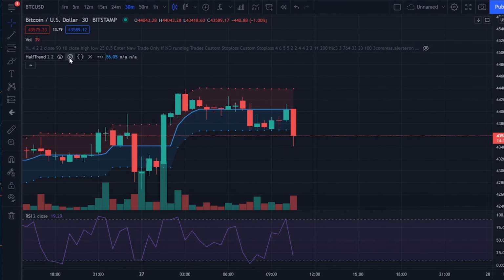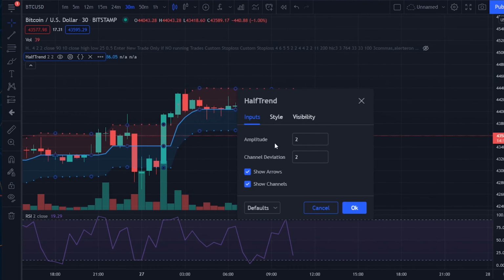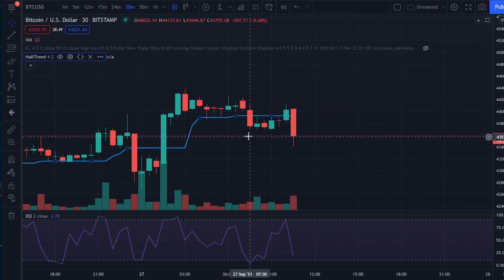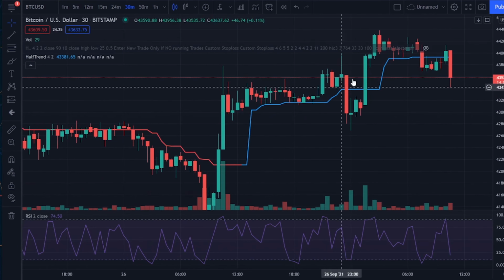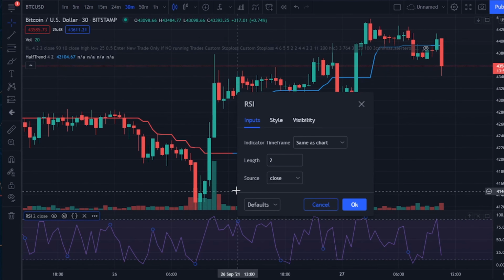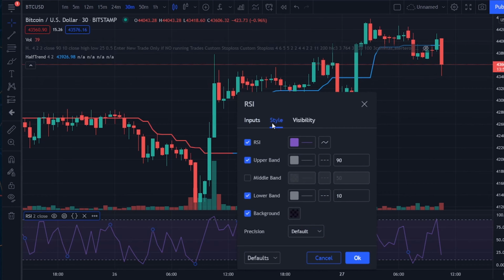Okay, the only settings we're going to change is the Halftrend needs to be at an amplitude of 4. We're going to remove the arrows and the channel. So that gives us a chart that looks like this, giving us the uptrend, which is blue, and the downtrends, which are red. Down on the RSI, we're going to be changing the length to 2, which is unusual, but it's something that we're going to be doing. And we're going to be adding the bands, using the upper band of 90 and the lower band of 10. I've removed the middle band myself, you don't have to. Okay, so let's press OK.